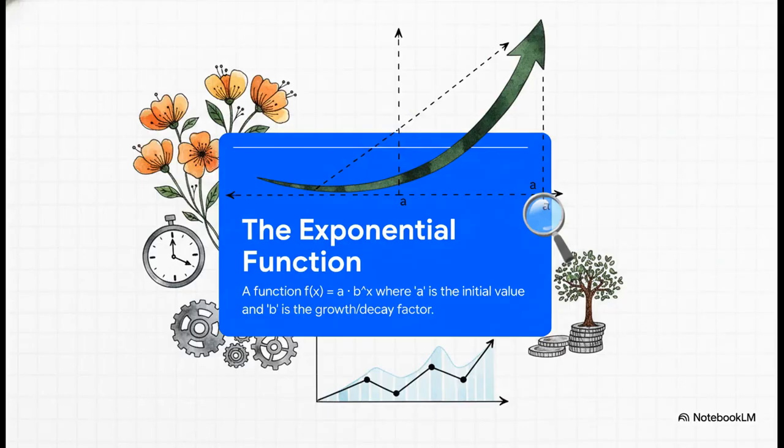So let's meet the star of the show, the exponential function. It looks like this: f(x) = a · b^x. Now think of a as your starting point, kind of like the launch pad. But the real engine, the part that creates that explosive growth, is b, the base. That's our growth factor, and it's what decides if we get a gentle curve or a vertical blast-off.